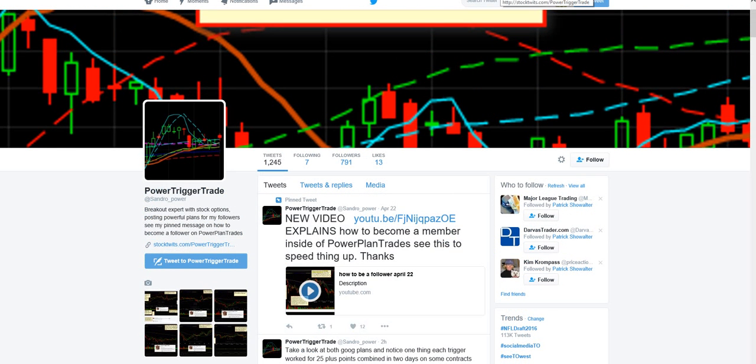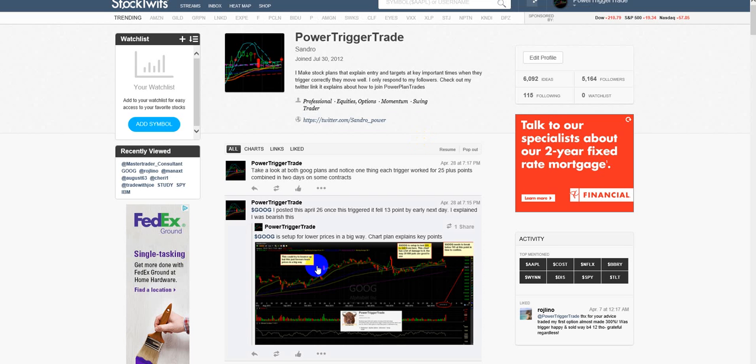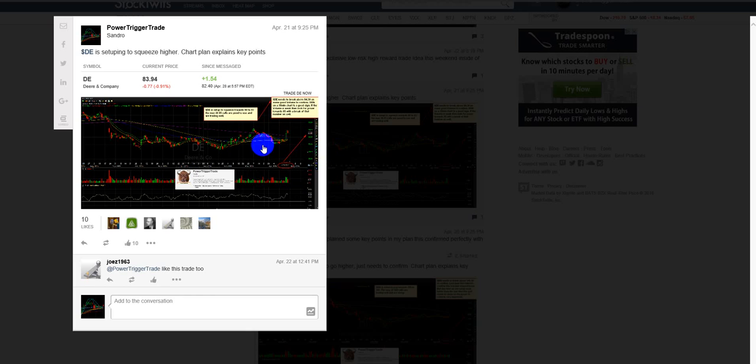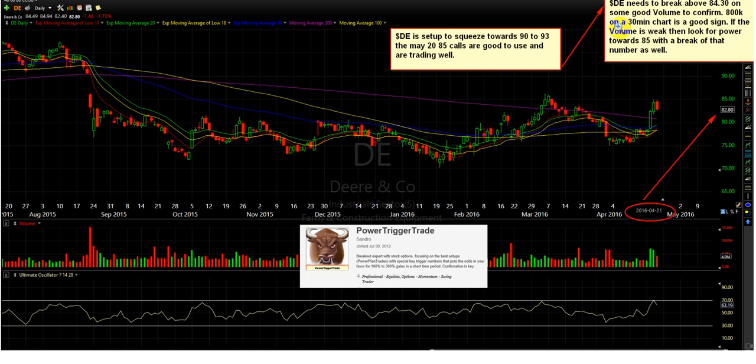Now, I'm going to go to Power Trigger Trade here. I'm going to open up DE and just explain an example. I posted this bullish plan for DE, and the next day DE started to go up higher from this plan. And we're going to go over that. DE needs to break above 84.30 on some good volume to confirm. 800K on a 30-minute chart is a good sign. If the volume is weak, then look for power towards 85 with a break of that number as well.